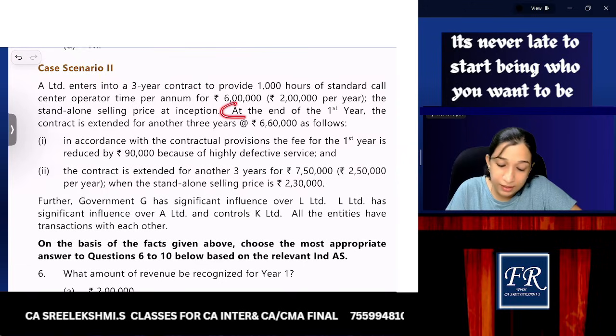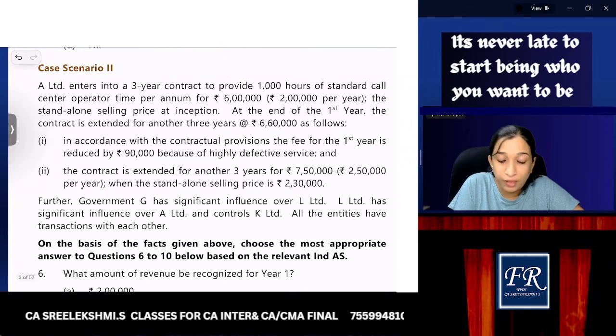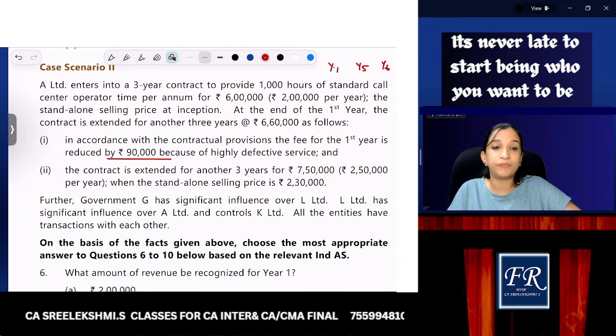At the end of the first year, the contract is extended for another 3 years at 6 lakh 60 as follows. Year 1, year 2, year 3, and at the end of year 1, the contract is extended for another 3 years, means there will be year 4, year 5 and year 6. In accordance with the contractual provisions, the fee for first year is reduced by 90,000 because of highly defective service.